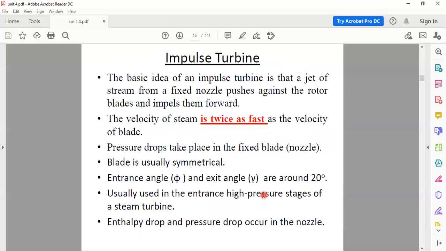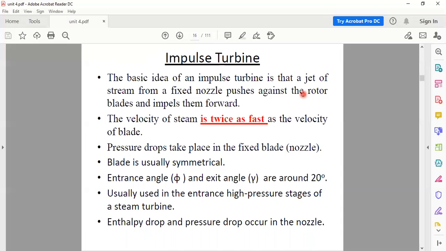The basic idea of impulse turbine is that a jet of steam from the fixed nozzle pushes against the rotor blade and impacts it forward. The velocity of steam is twice as fast as the velocity of the blade. Pressure drop takes place in the fixed blade nozzle.